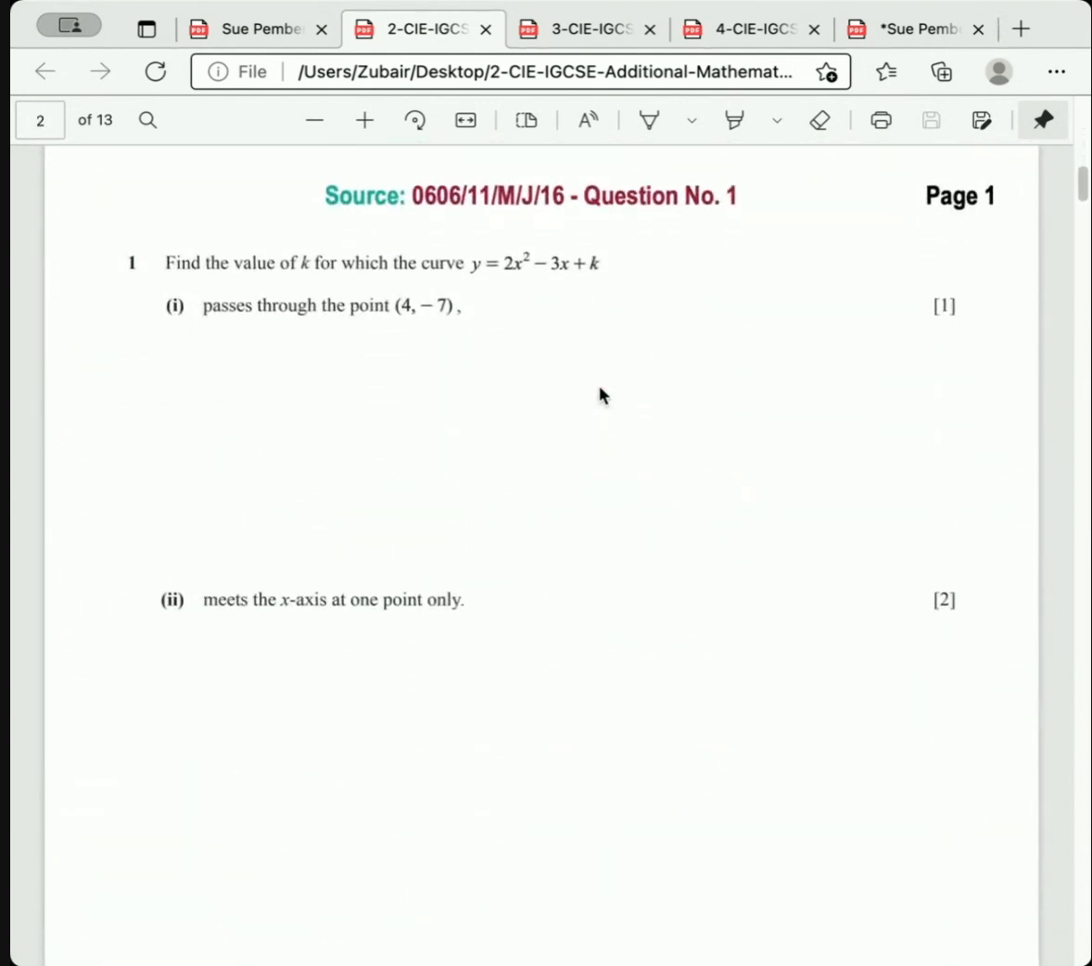Let me know which questions. Okay, this one is which one? Quadratic functions. Yeah. This was question 1, 2, 4, and 12.